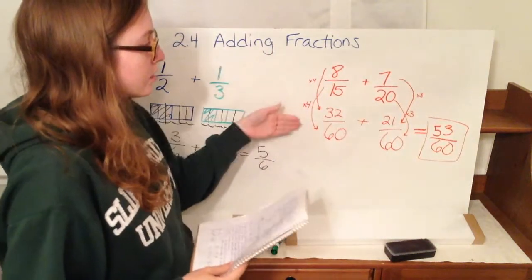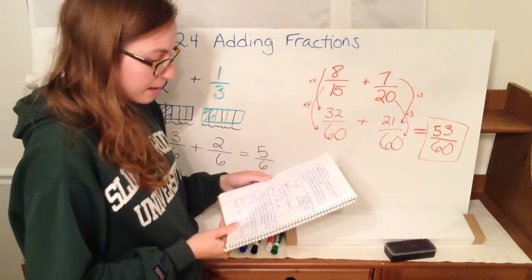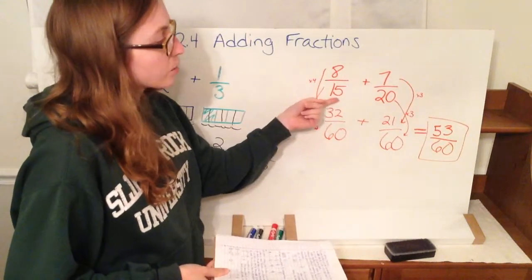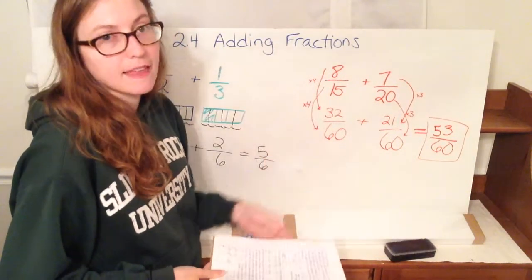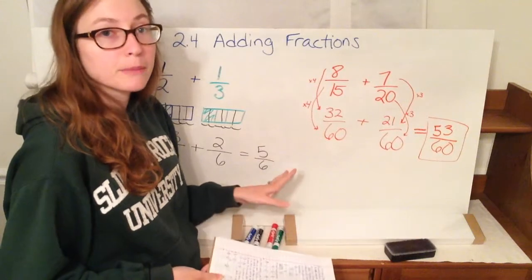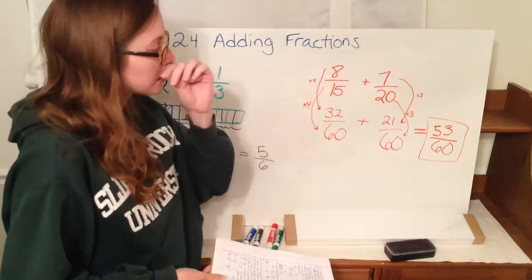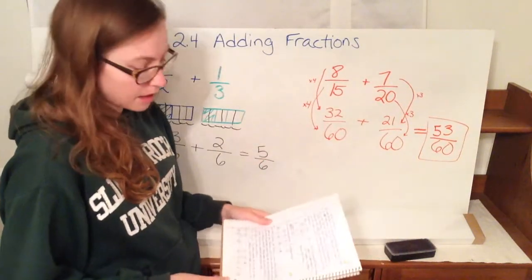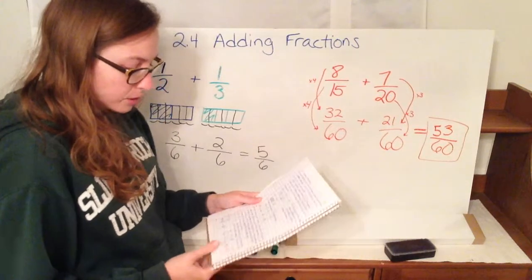But that's the way that we will do numbers without a common denominator. We must get them to be a common denominator before we can put the pieces together, because if the pieces are not the same size, we cannot put them together. Okay? I'll do one more for you.